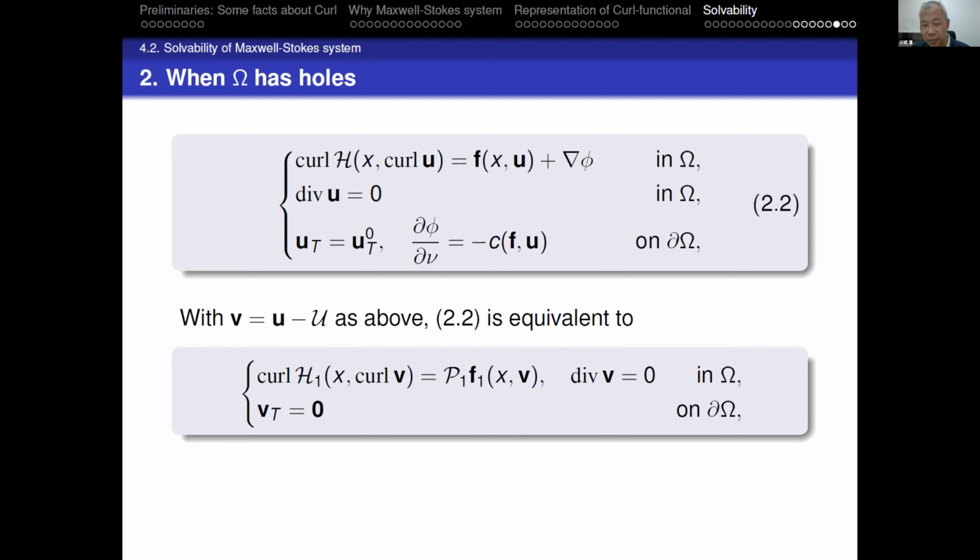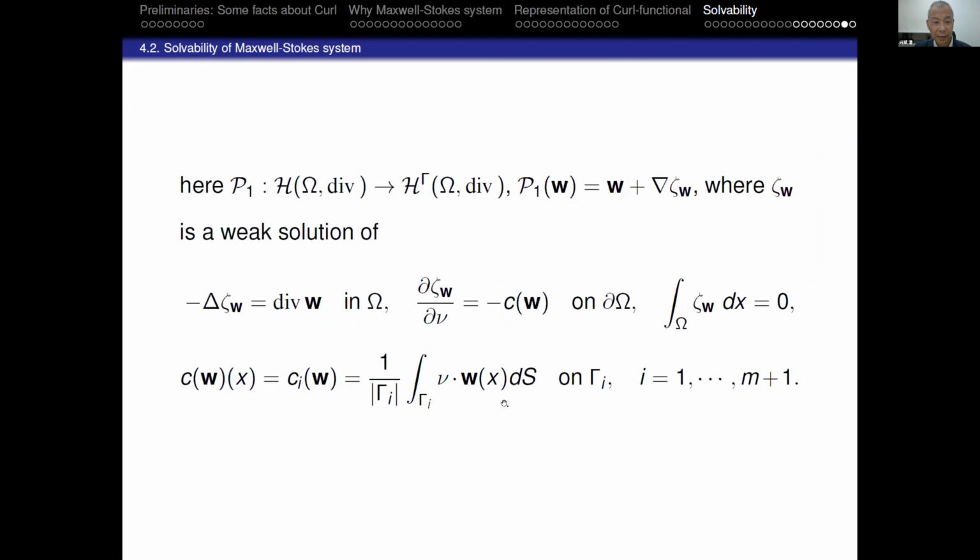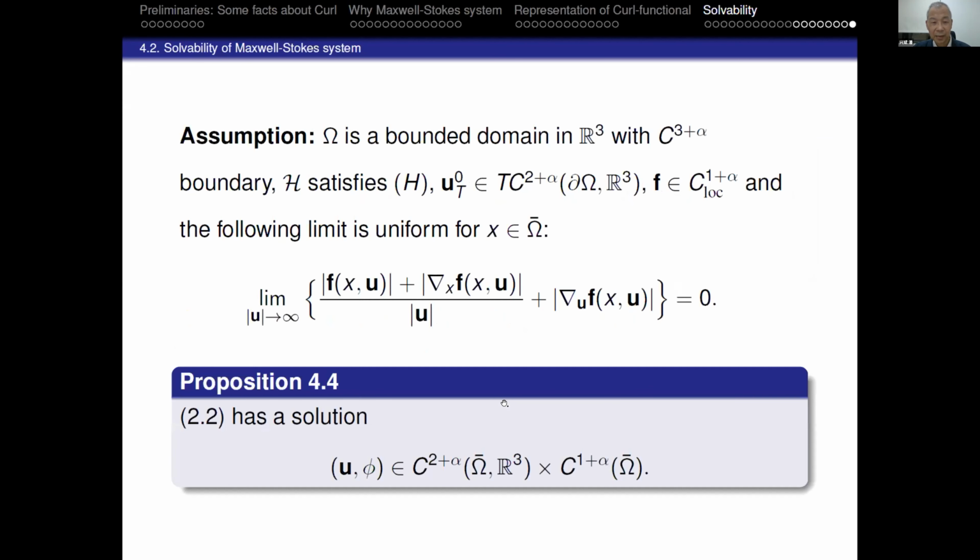So actually phi is determined by U. And it gives you some kind of projection on the right side. So F minus gradient phi, for phi decided as we mentioned, is a projection of F. And then use the operator method again, you can have a solution. So more or less similarly, you can show the existence of solution. And again, you can show U is C2 plus alpha and phi is C1 plus alpha.